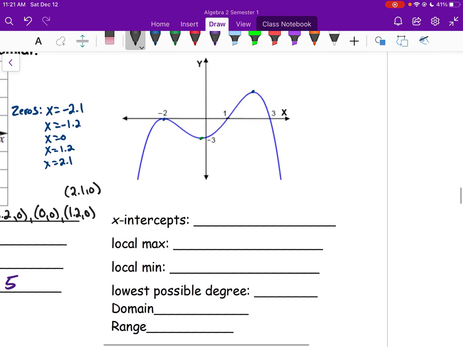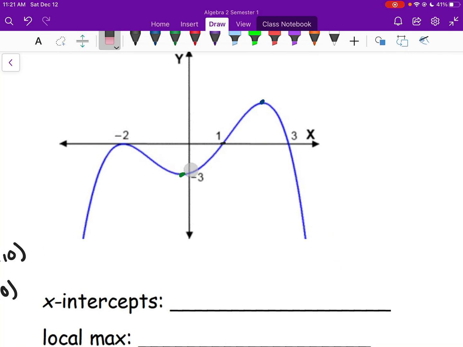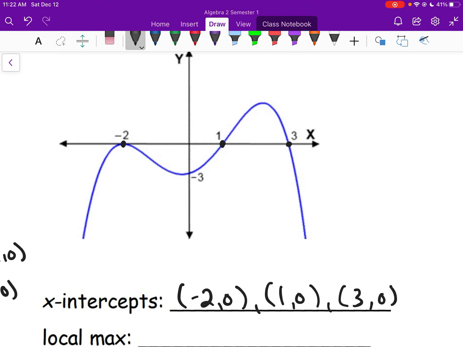All right, looking at the next one. Again, looking for those x-intercepts. Okay, so looks like it touches the x-axis there and there and there. Okay, they give us those specific values. Again, as x-intercepts, we are writing them as ordered pairs. So -2, 0 for that first one. Looks like 1, 0 for that next one, and then finally 3, 0 for that one.